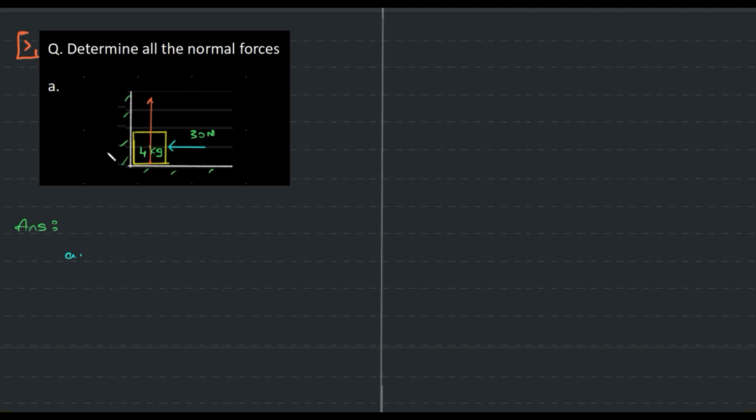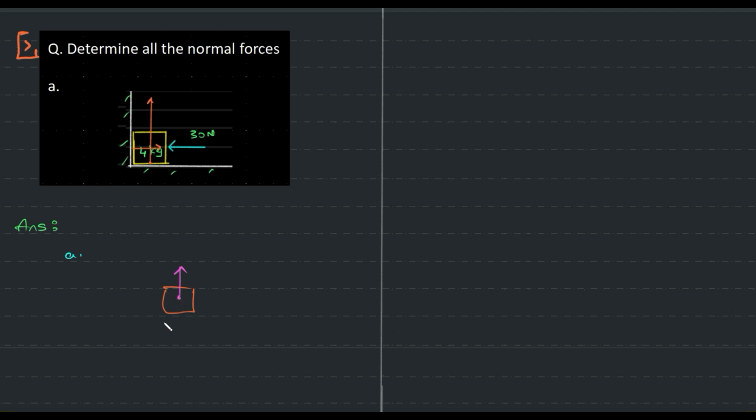This 30 Newton is pushing, but the object is not moving. It's because of this surface, the vertical surface. And that vertical surface is pushing in this direction. So it's not only this, actually, we need to figure out the force as well.